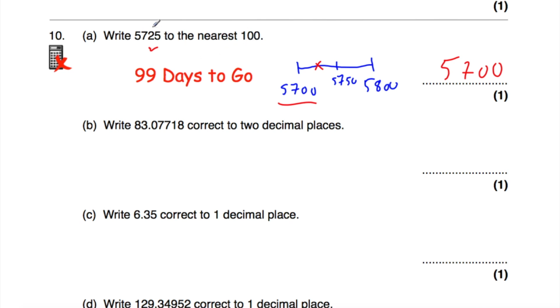Another way to consider it is if you consider the tens, you got a 2 in the tens column. So you're not going to round up, you're going to round down. So the answer is 5,700.